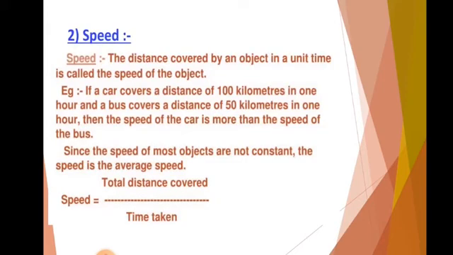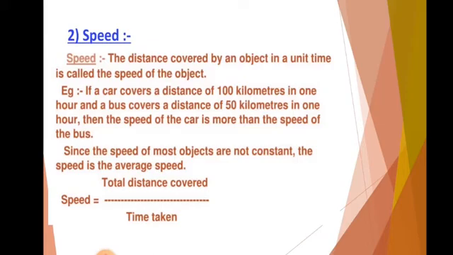Now let us understand how to find out speed. So speed is essentially the distance that an object covers per unit time. That is called the speed of an object. So, if a car covers a distance of 100 kilometers in 1 hour and a bus covers a distance of 50 kilometers in 1 hour, then the speed of the car is more because the speed of the car will be 100 kilometers per hour, whereas the speed of the bus will be 50 kilometers per hour. So, we can say that the speed of the car is more than the speed of the bus.